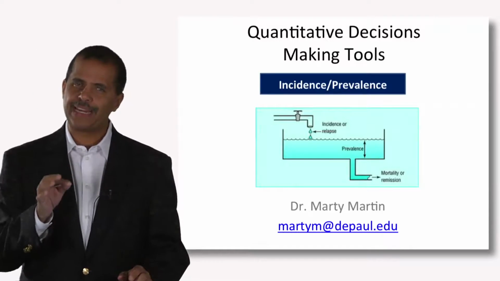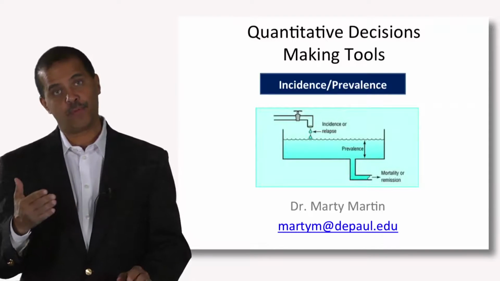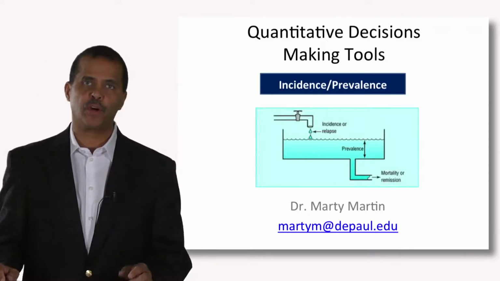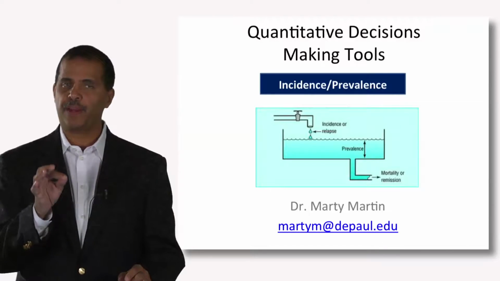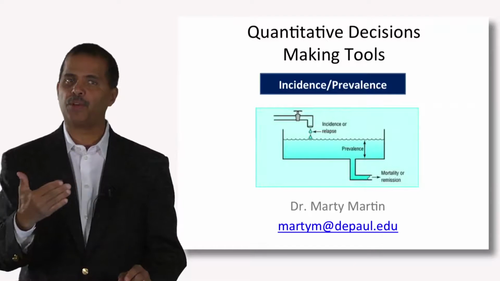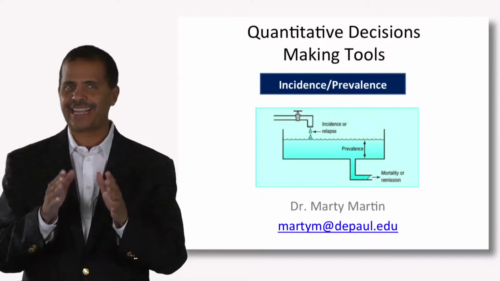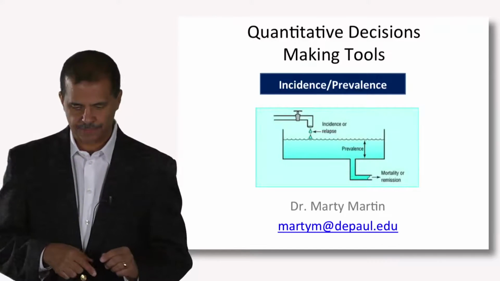So the focus right now is going to be on incidence and prevalence. These are terms with regard to epidemiology, and I'll define what that is in a moment. But it's very important in healthcare to have some understanding and be able to actually calculate incidence and prevalence.